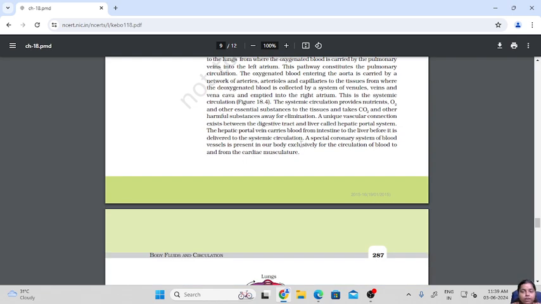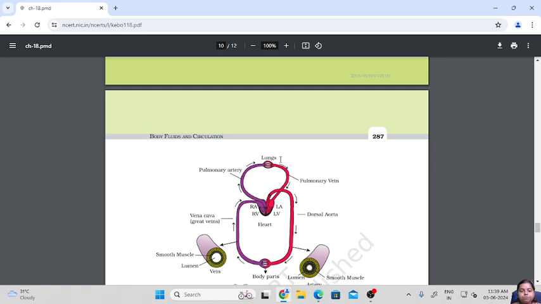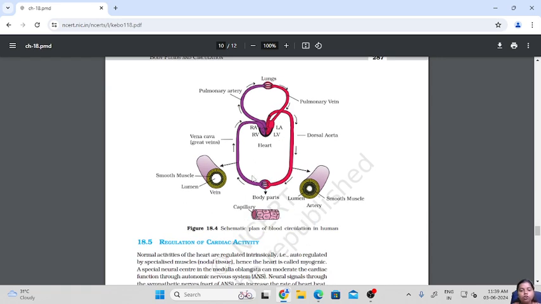A unique vascular connection that exists between the digestive tract and the liver is called the hepatic portal system. The hepatic portal vein carries blood from the intestine to the liver before it is delivered to the systemic circulation. A special coronary system of blood vessels is present in our body exclusively for the circulation of blood to and from the cardiac musculature. So this is the schematic plan of blood circulation in humans.